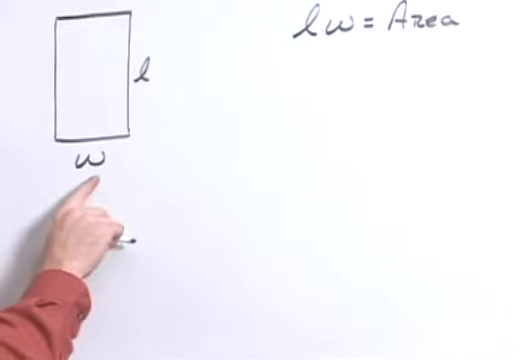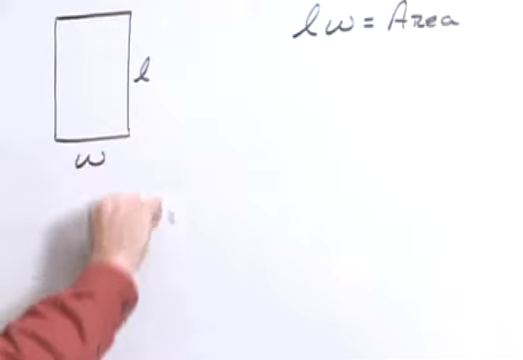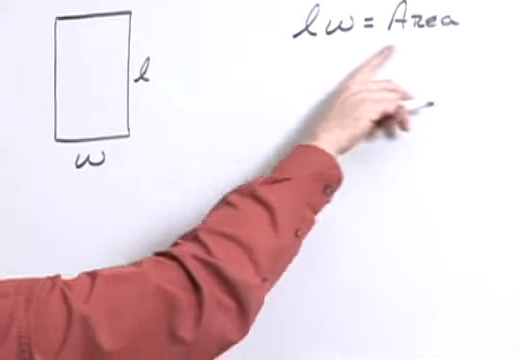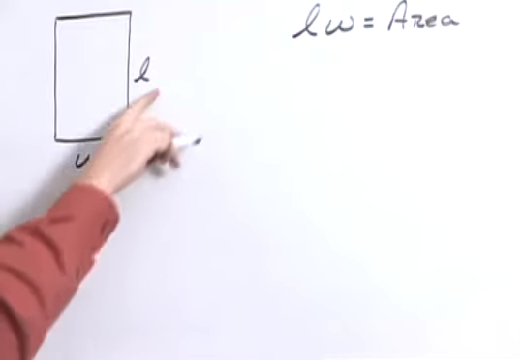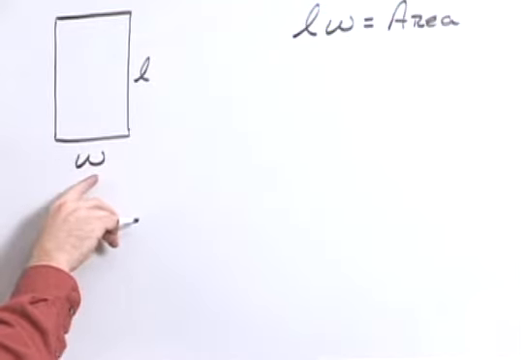I went ahead and drew the rectangle and labeled it length and width, as well as our formula for the area. Area equals length times width. The first thing I want to do is define one of these variables in terms of the other.